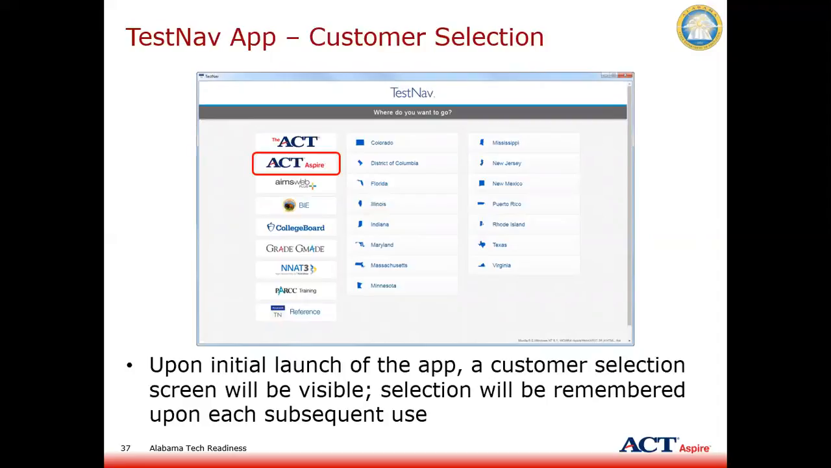So you'll just choose ACT Aspire, and that selection will be remembered upon each subsequent visit to TestNav. You'll see, we do also have ACT on here. Maybe you're using TestNav to support both versions. If you ever need to switch between them, then you can always come back to this customer selection screen, and I'll show you that now.